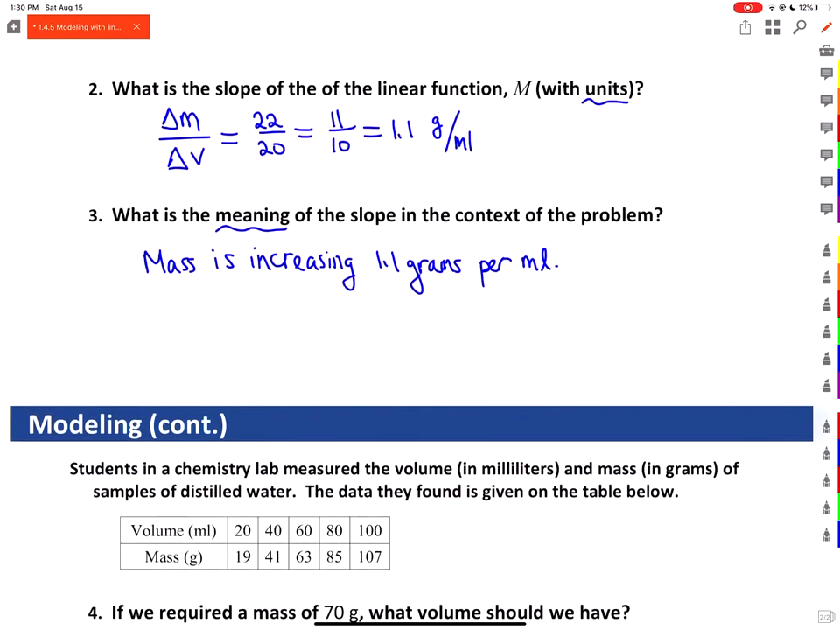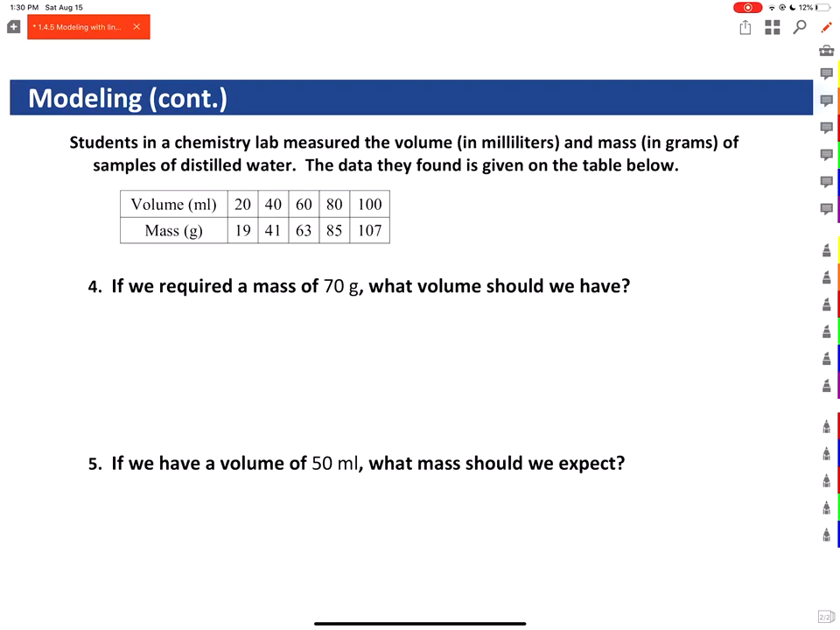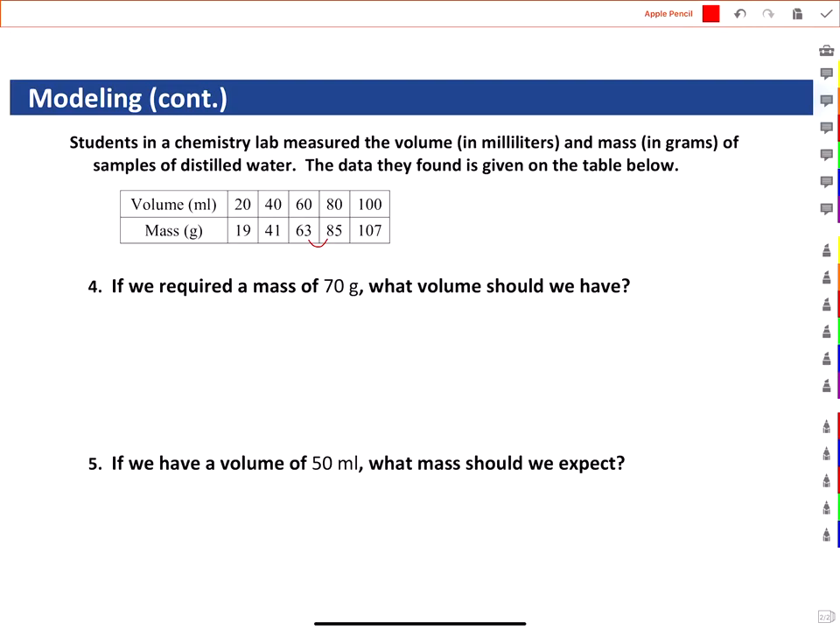So these modeling problems tend to go on for a while. Same situation here, same data, everything else. If we required a mass of 70 grams, what volume should we have? If I look on my table for my masses, do you see 70 on your table? Of course not. So 70 is somewhere in here, between 63 and 85. So that must mean that my volume has to be somewhere between 60 and 80. Okay, gut check, that's good to know. But there's a lot of numbers between 60 and 80.